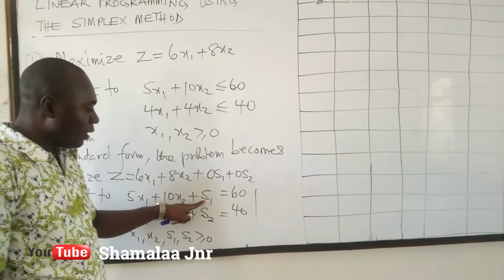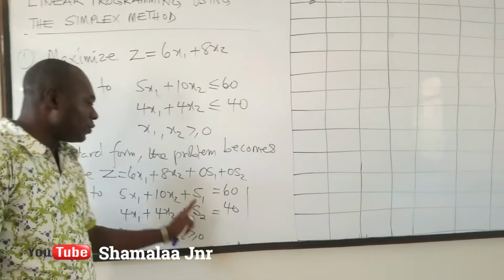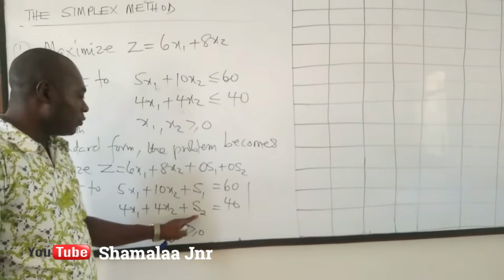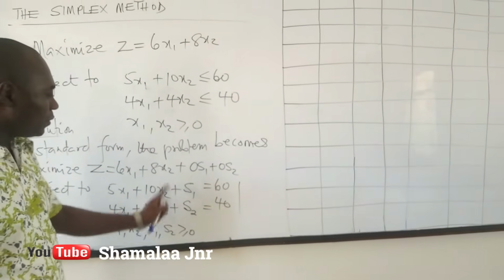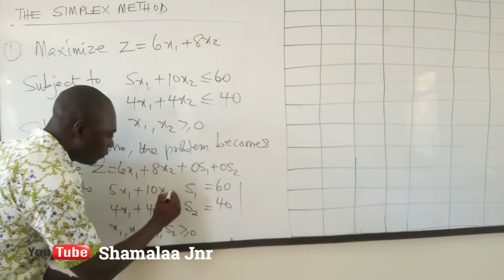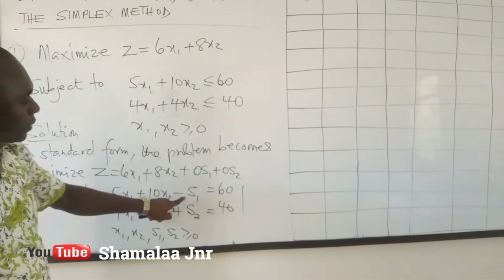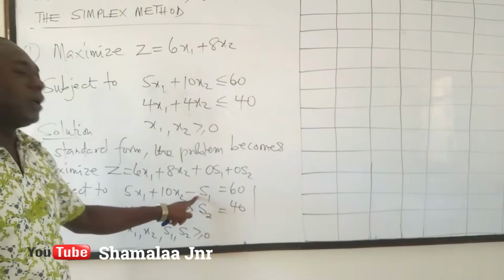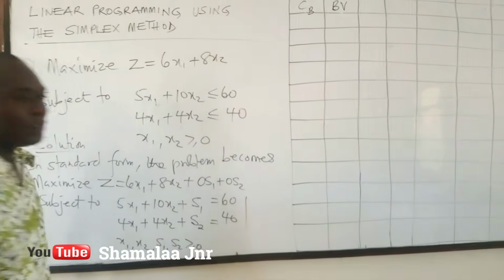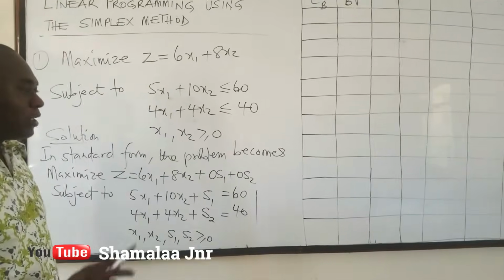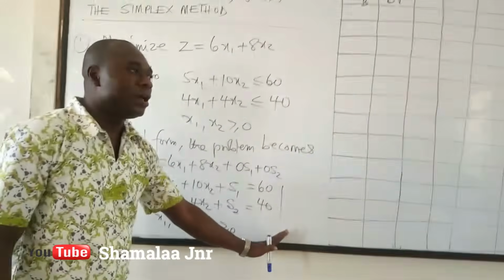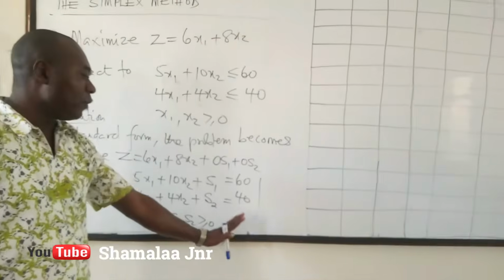Now, s1 has appeared once in the standard form of the constraints, and s2 has also appeared once in the standard form of the constraint. And both of them have coefficient of +1. If this one were to be negative, then s1 would have ceased to be a basic variable, but because it is positive, s1 is a basic variable. So a basic variable is the variable that appears once in the standard form of the constraints and has coefficient 1.